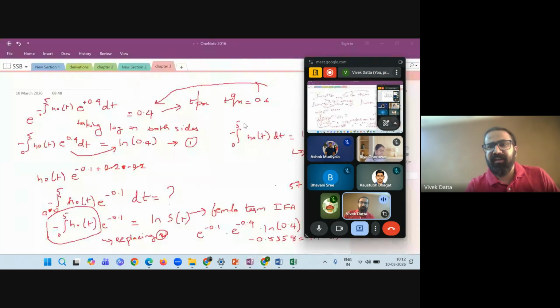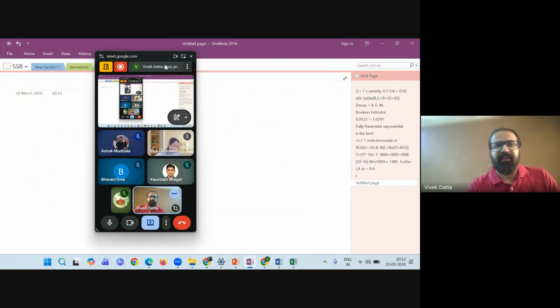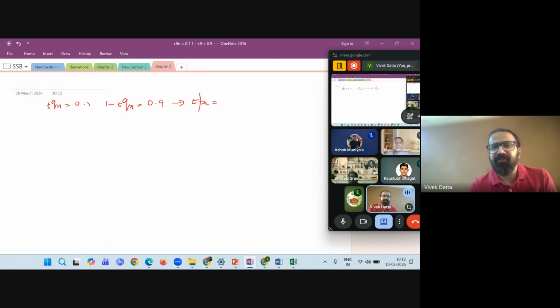Now here, same sum. The only trick is that you've been given tqx. What do you need? Because I'm going to write tpx, which is my survival function. Clear?